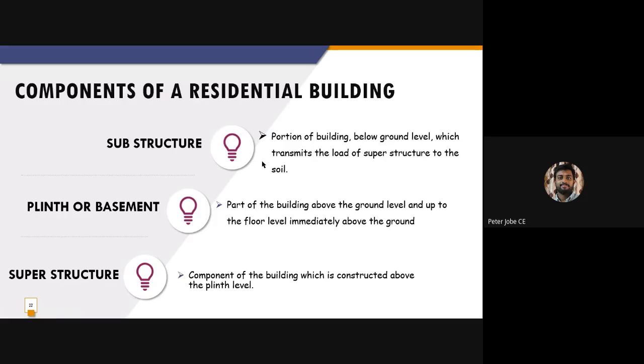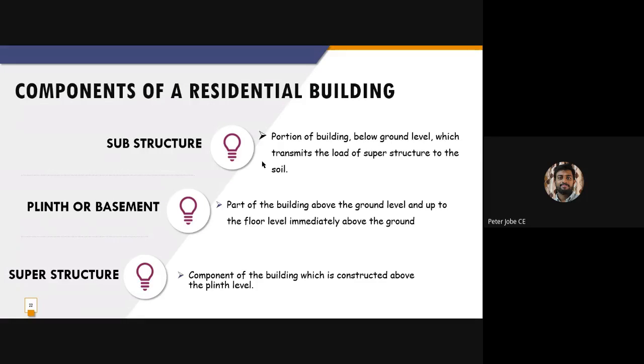Basically, the idea is to find a hard surface under the ground, so that we can place our building on that hard surface. That's why we are always making a trench to construct a substructure. So this is the basic objective of a substructure, where we can transmit the load safely.